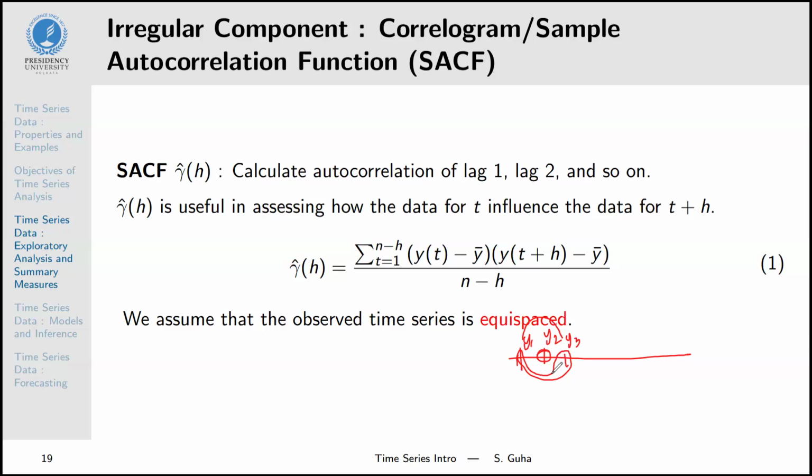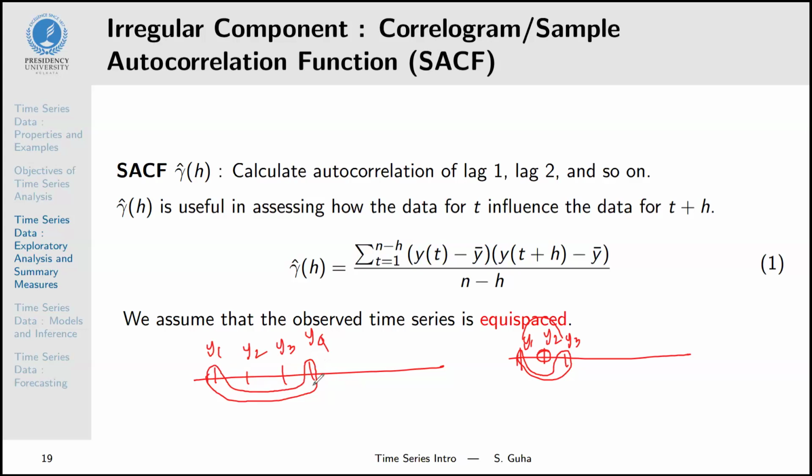Just like we have discussed the sample autocorrelation function, similarly we have the concept of the sample partial autocorrelation function. Let us consider another example. What is the difference between sample autocorrelation and partial autocorrelation? Suppose I want to calculate the sample partial autocorrelation function of y1 and y4.